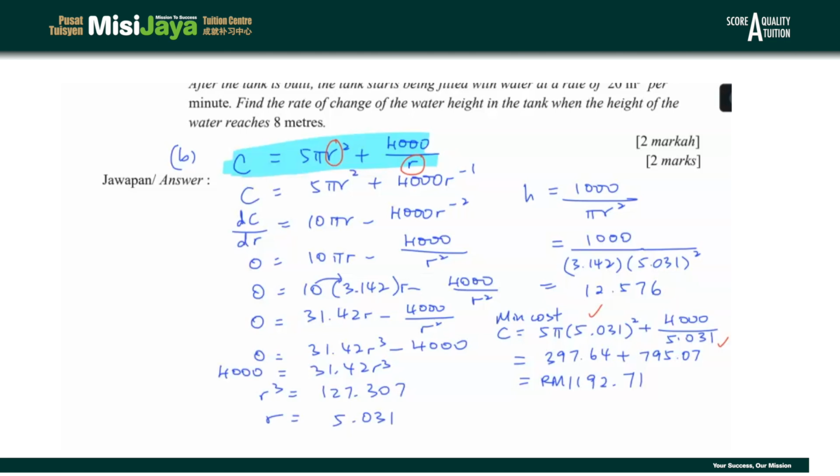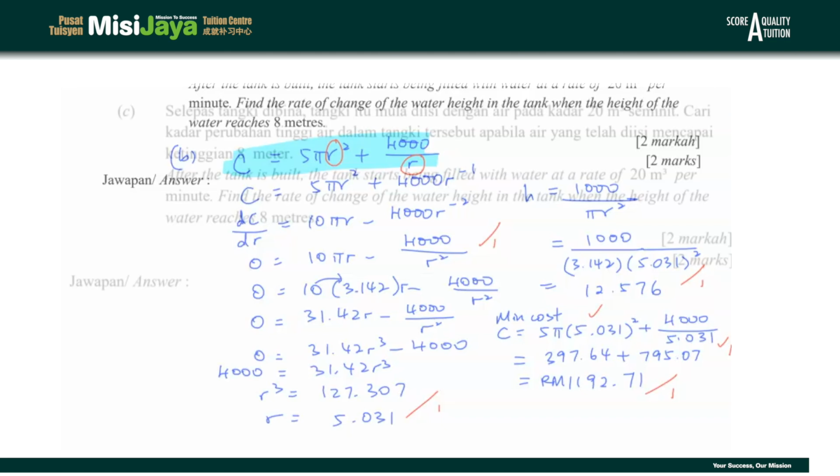Okay, so this question carries 5 marks, okay? So where do we get the 5 marks? Okay, so here, this step is 1 mark. And then R, 1 mark. And then H, 1 mark. And then this step is 1 mark. And final answer, 1 mark. 1, 2, 3, 4, 5. Okay, so we have 5 marks for question B.